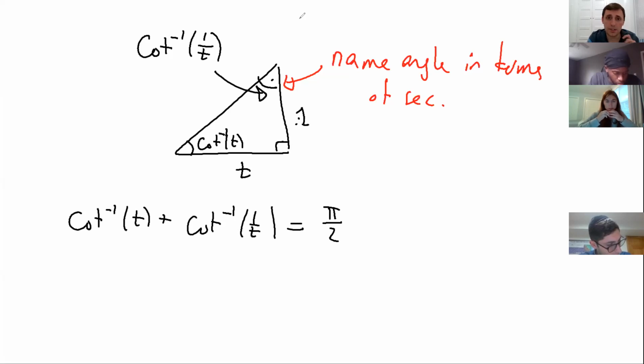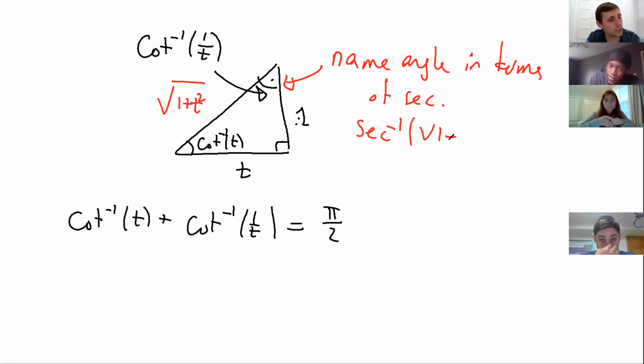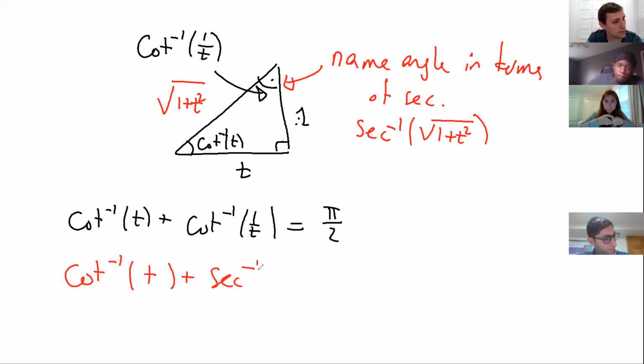Guys, what is the opposite side? The opposite side is root of 1 plus t squared. Do you agree? Yes? Now, what is this angle? If you take secant of this angle, you will get root of 1 plus t squared. So this angle is also secant inverse of root 1 plus t squared. So you also have this identity that cotangent inverse of t plus secant inverse of root 1 plus t squared will give you pi over 2.